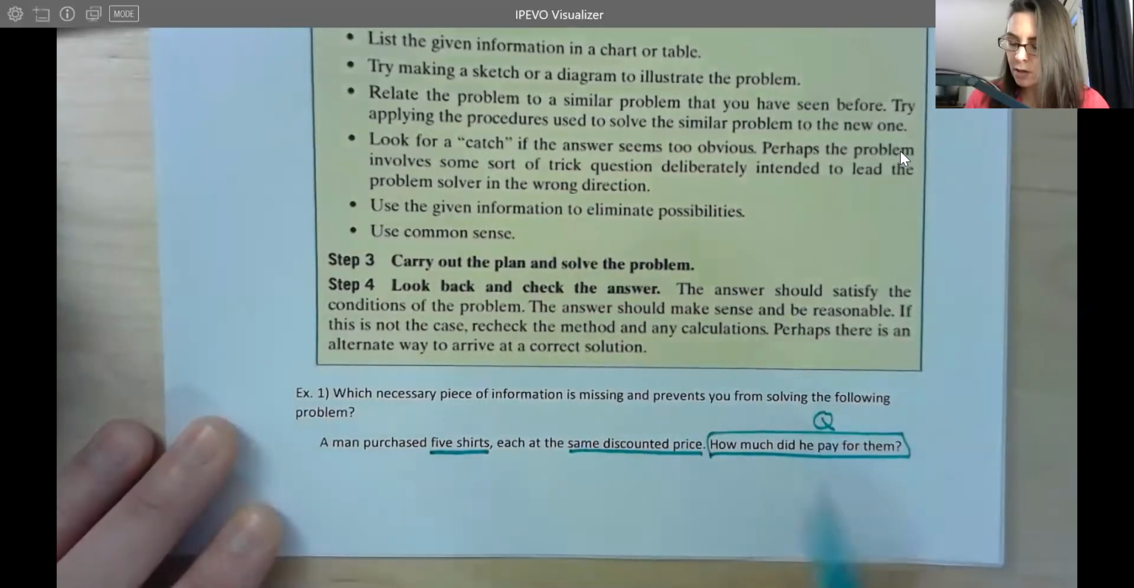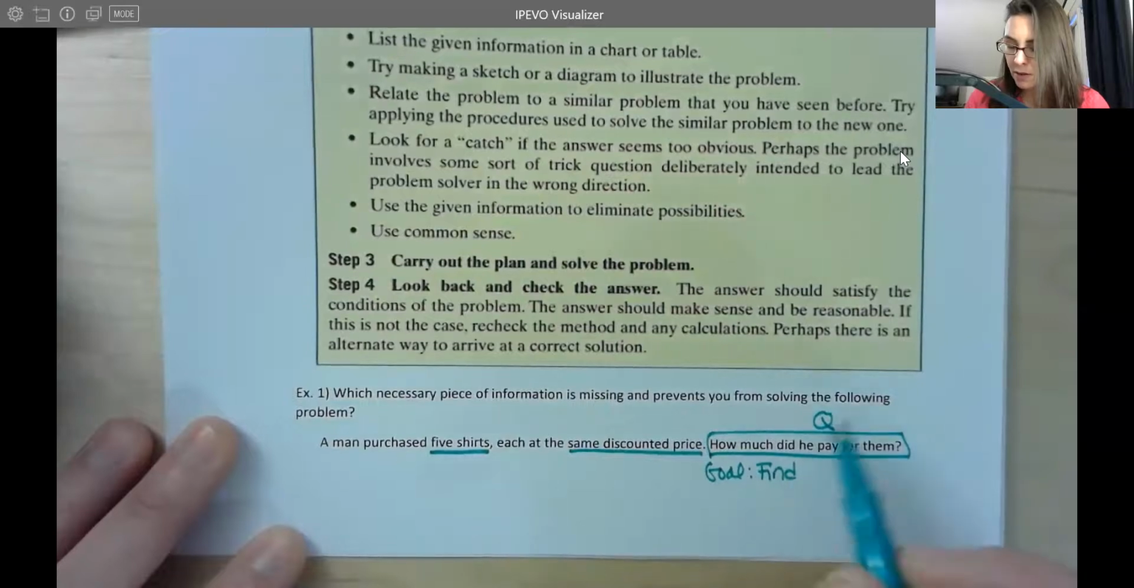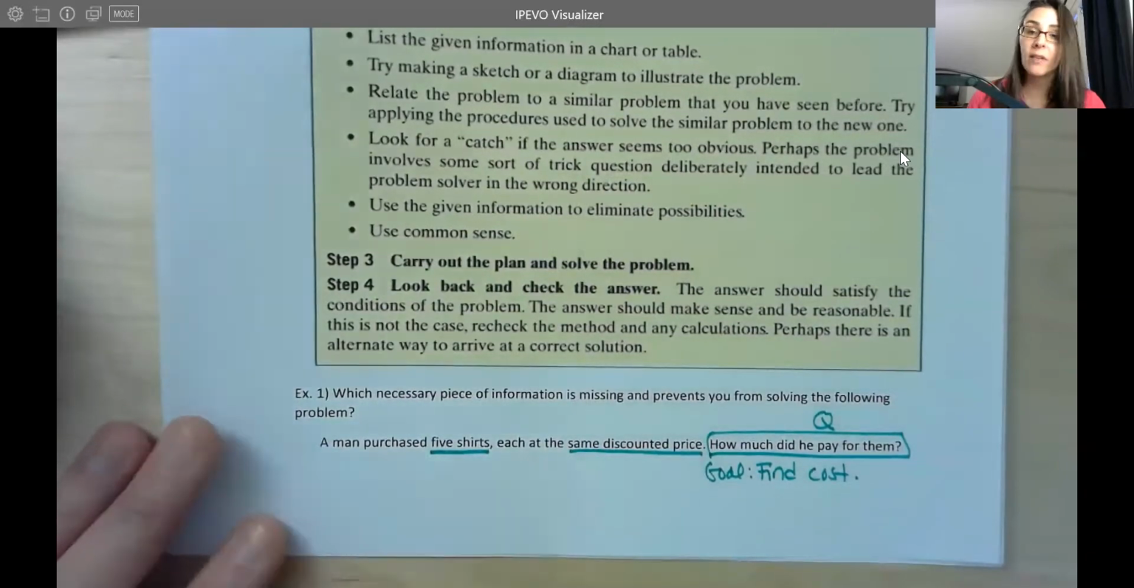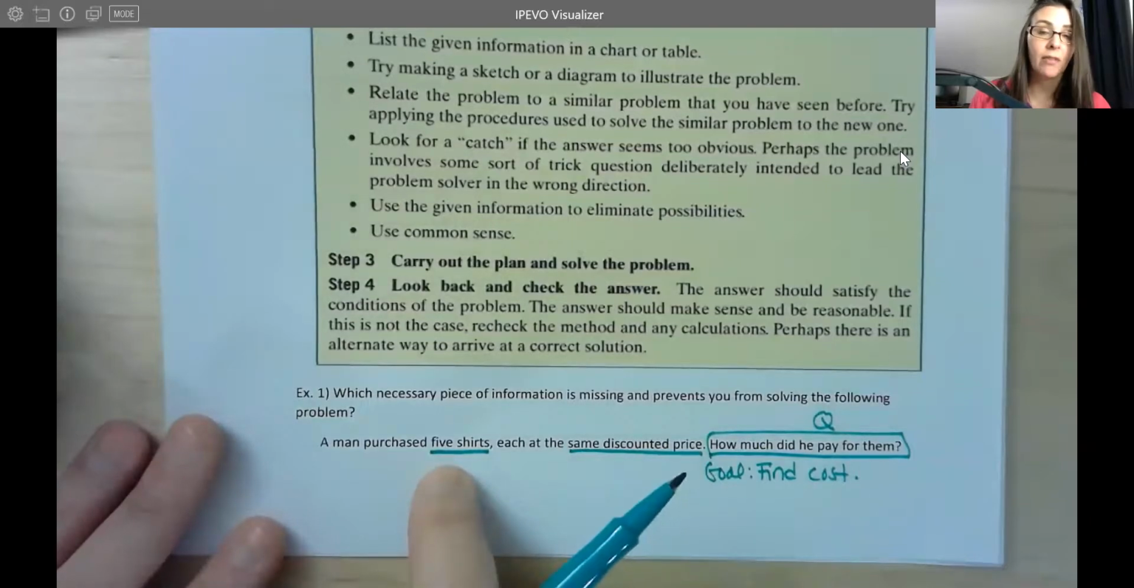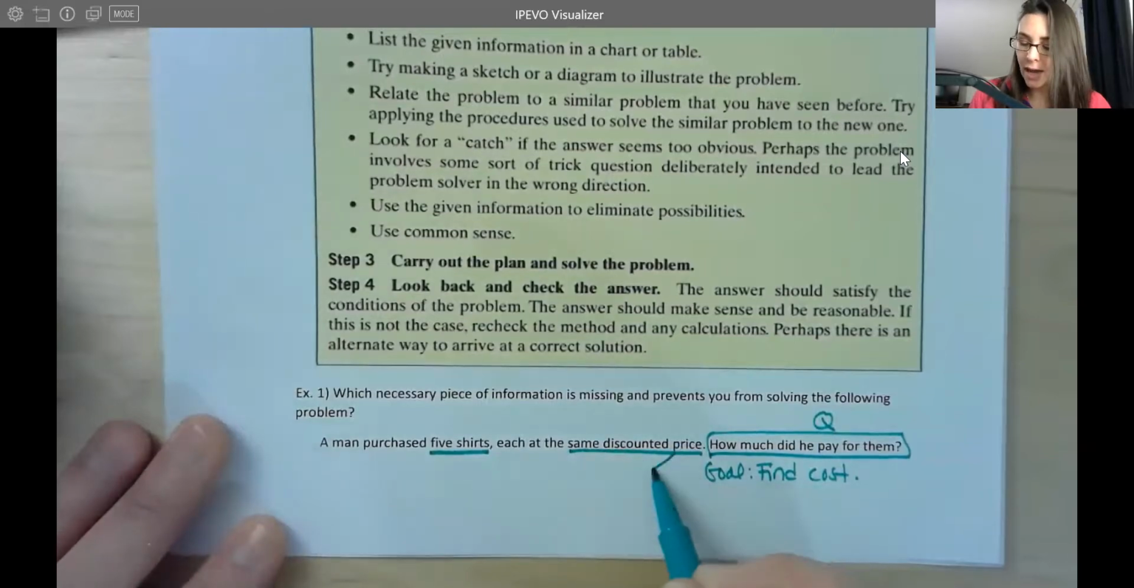So there's my question. That's my goal, right? Goal is find out how much he paid. So we're going to find his cost. But I don't have enough information here. I know he bought 5 shirts, and I know they were all the same price, but no one's told me how much they were. So that's the information that I'm missing, is I do not know the price per shirt.